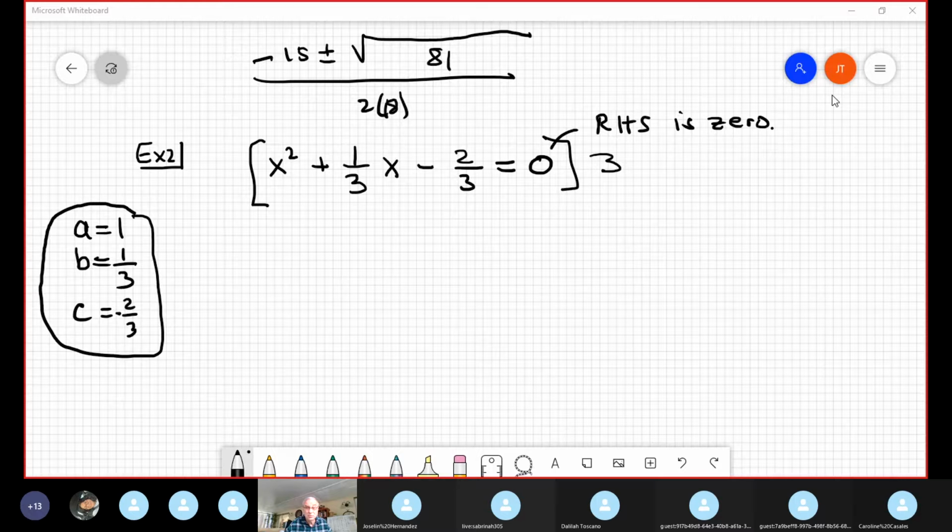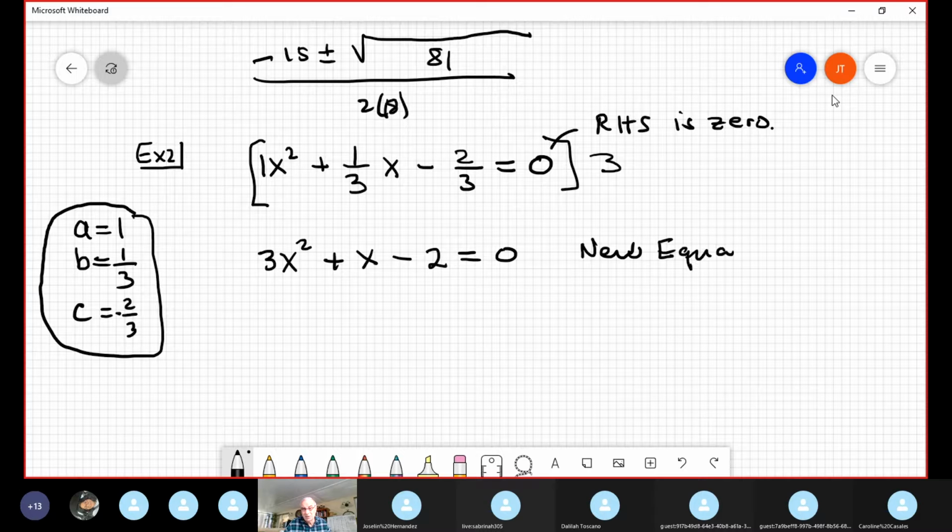That's it. So you multiply by 3 the entire equation to say 3x squared, because it's 1 times 3, times this. 3 times 1/3 is 1 plus x. And 3 times minus 2/3 is minus 2. And this is a new equation that, by the way, is equivalent to the original equation. What is the advantage? The advantage is that we have no fraction. So a is 3, b is 1, and c is negative 2. And now you are ready to apply directly the quadratic formula.